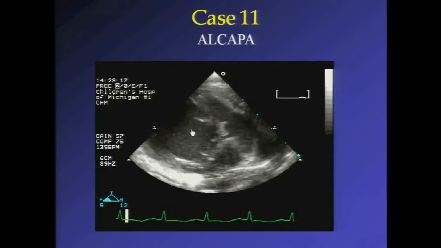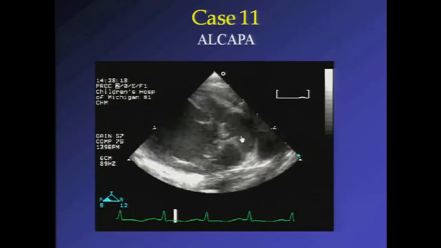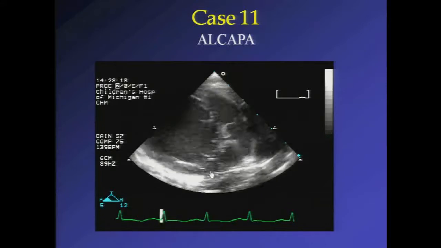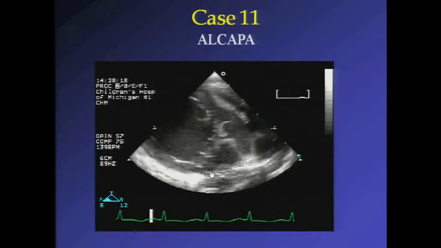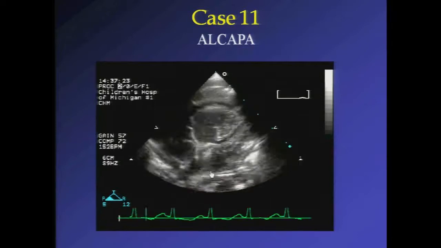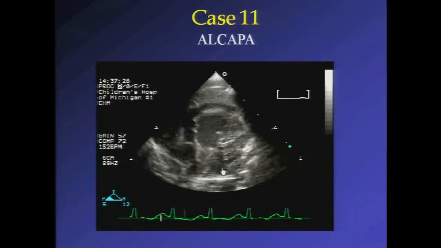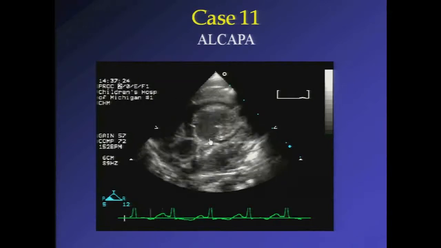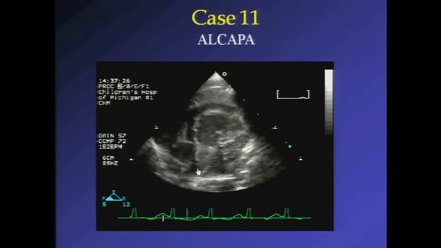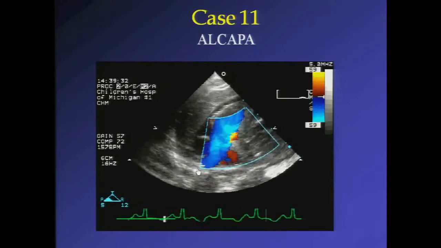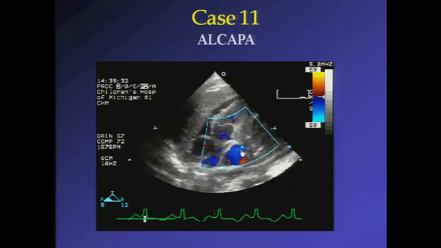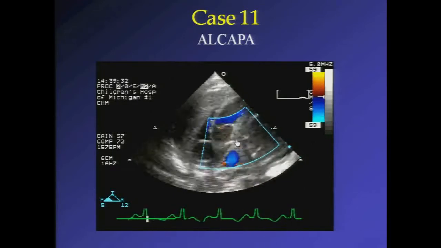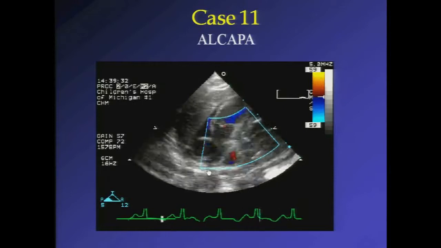So here's our RV outflow view. This is our pulmonary valve, main pulmonary artery. And here we can actually see the origin of the proximal left coronary artery from the pulmonary trunk. Here's a high parasternal short axis view again showing this left coronary artery arising from the main pulmonary artery. And with addition of color flow, we see that the blood flow in this left coronary is retrograde with that color jet coming into the main pulmonary artery.